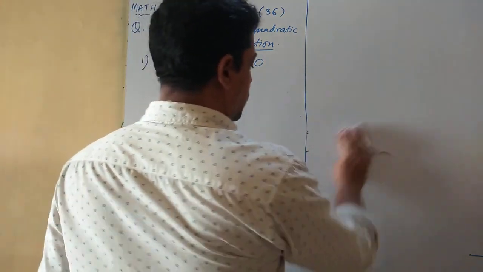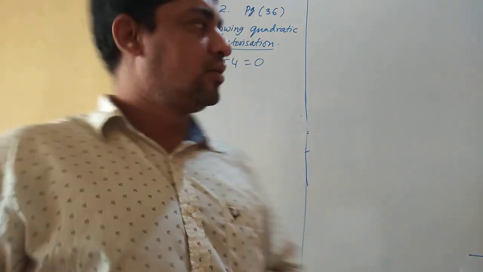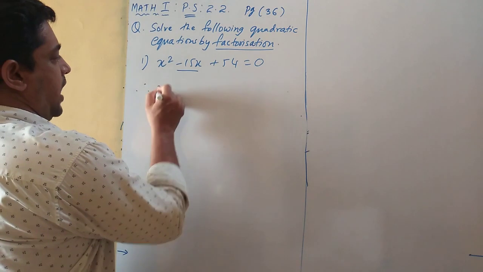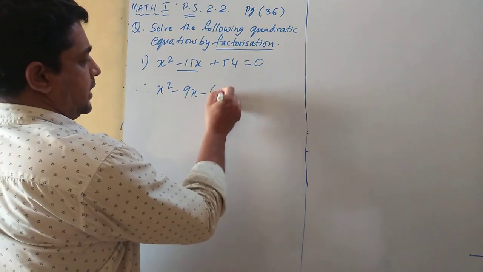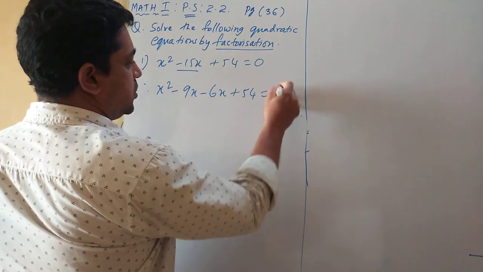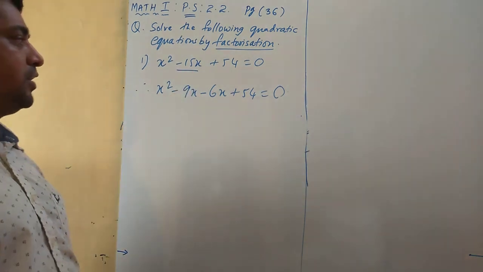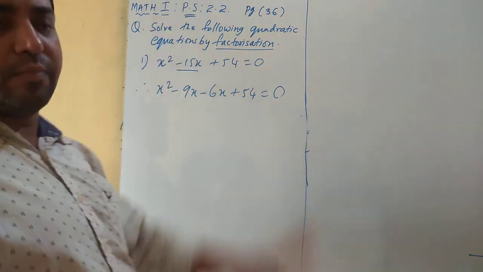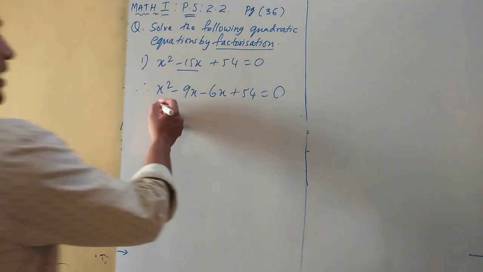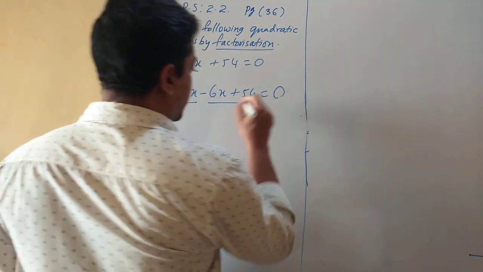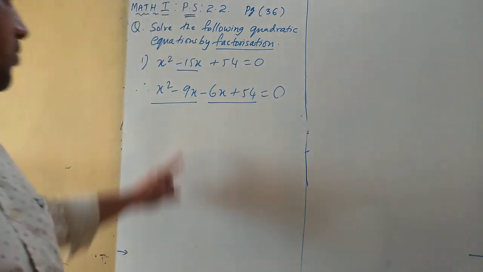So what are the numbers? Minus 9 and minus 6. Correct? So therefore x square minus 9x minus 6x plus 54 is equal to 0. So we have split it. Check, I am getting minus 15, and if I multiply 9 and 6, I am getting positive 54. Once I got that, I will take the terms in pairs, and I will try to find the factors.